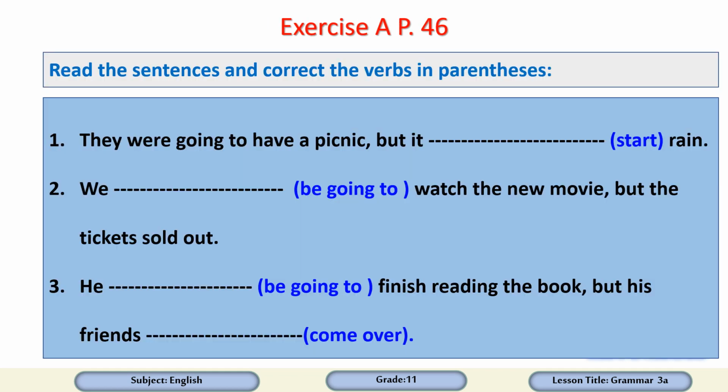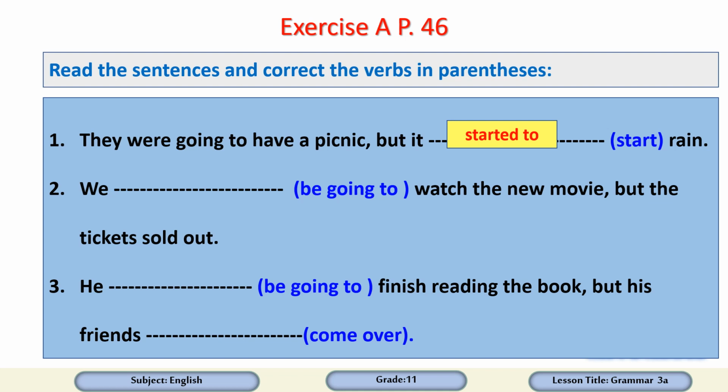We finish with this task. Read the sentences and correct the verbs in parentheses. Pause the video again and take some time to do the task. If you have finished, let's begin. Sentence number 1. What can be the answer? Yes, very good. Started. The verb must be in the past simple. They were going to have a picnic, but it started to rain.